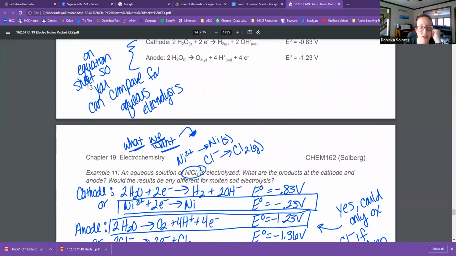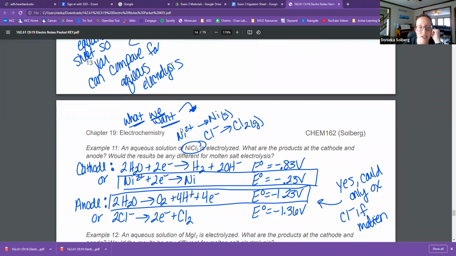So I pulled those down here. So the cathode, I am checking this equation. So cathode is reduction. So I check this equation, which is negative 0.83, versus the nickel one that I'm trying to do. I am trying to oxidize nickel. Sorry, I am trying to reduce nickel. Goodness gracious, which is negative 0.23 volts, which I pulled from the table.